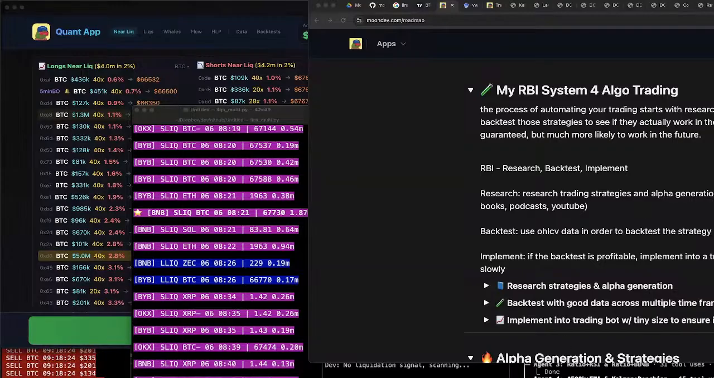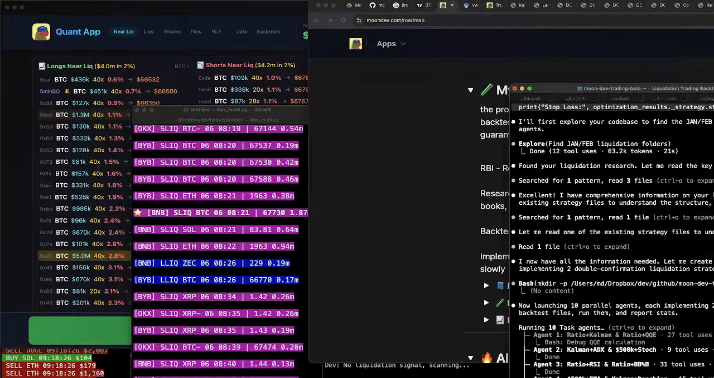So I'm still waiting on these 10 agents to finish up. I want to see if she can find some other great ideas, because about 3-4 days ago we found some breaking ideas with these liquidations. And now I just want to see if 4.6 can take it to the next level.